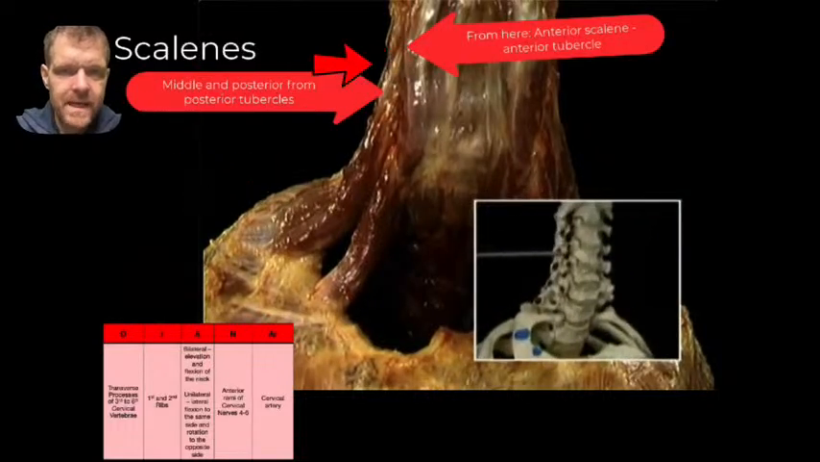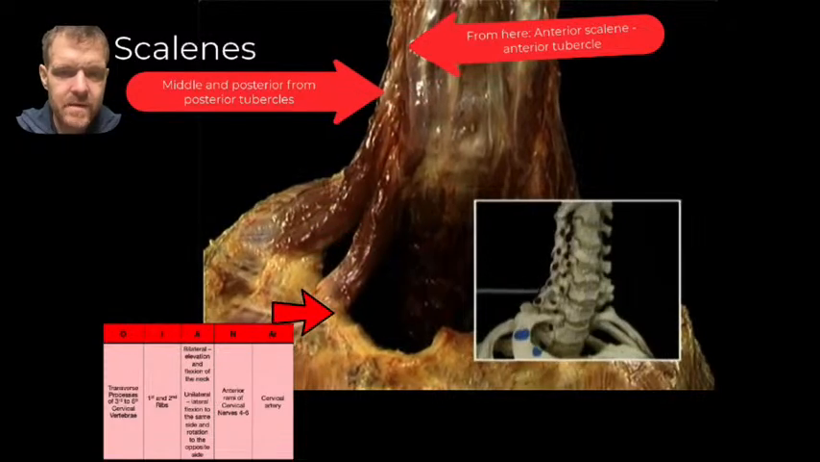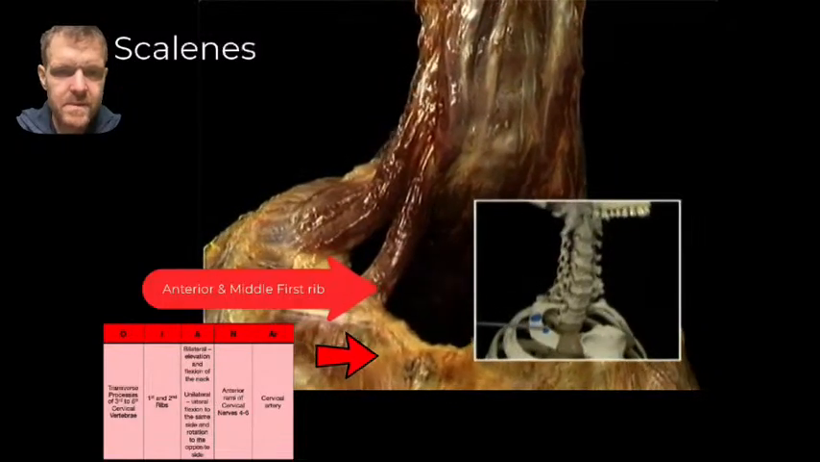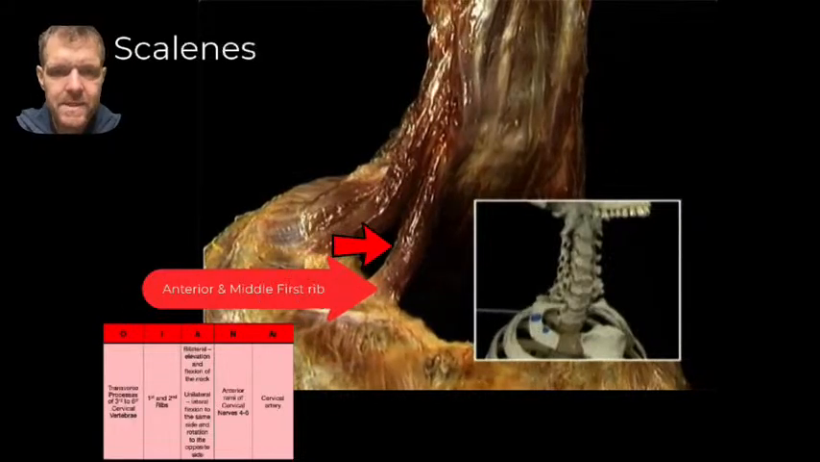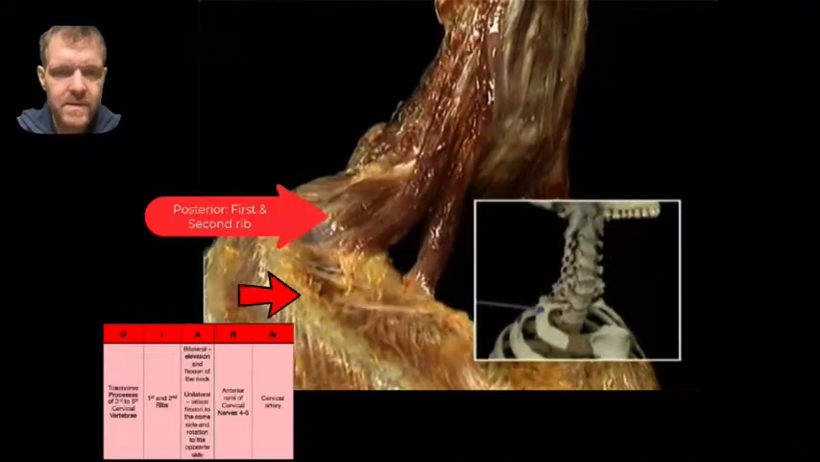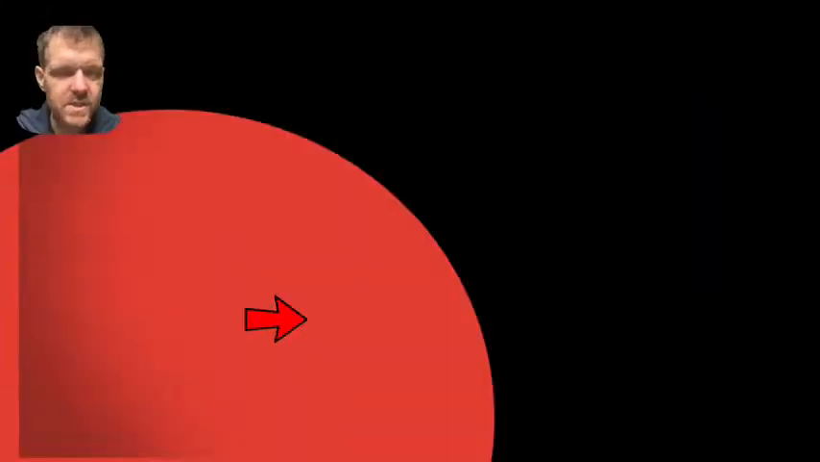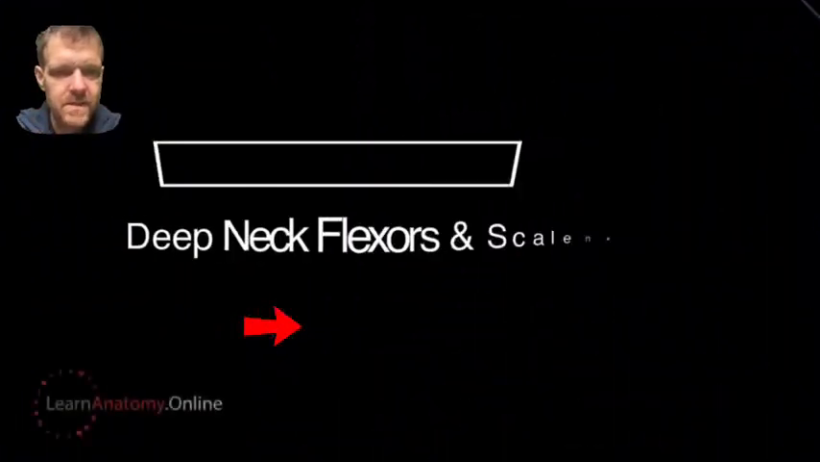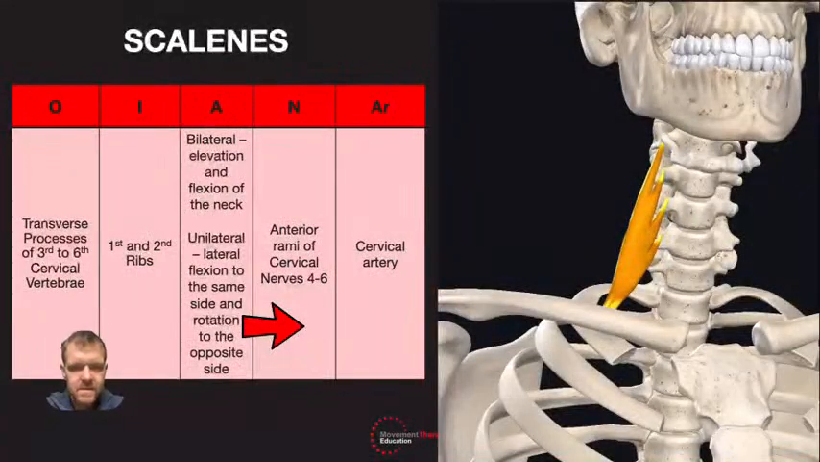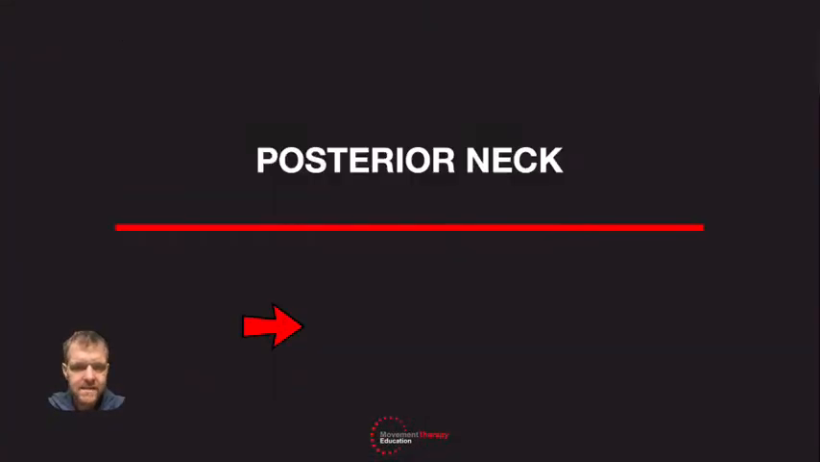So yeah, we've got the cervical attachments up here, and then as we come down, we've got the attachments onto the ribs. So anterior and middle first rib, so at the front and the middle. Posterior first and second rib. Okay, so it kind of merges across the two. There we go. Cool. So that's your scalenes.